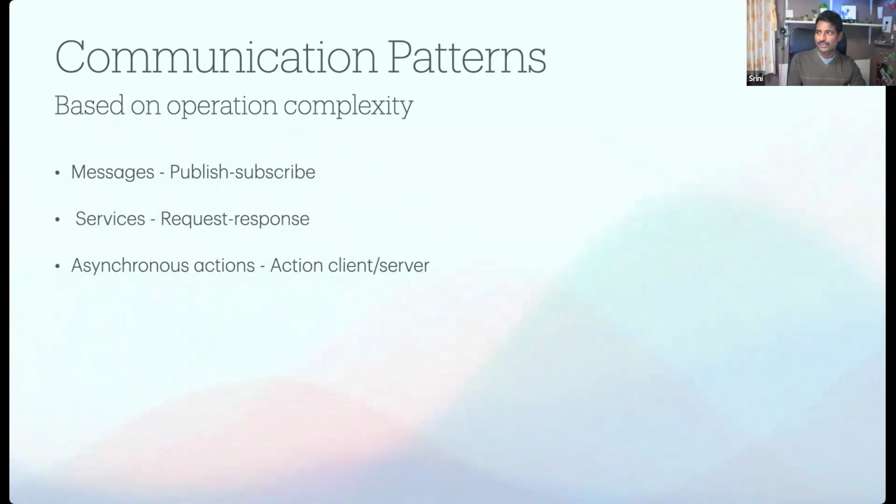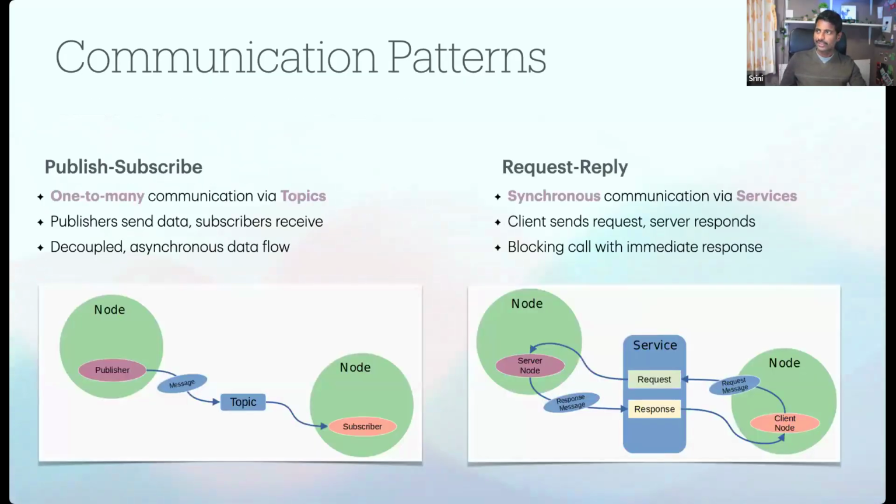When you're working with ROS, these are the three main ways in which the nodes communicate with each other. The first mode is publish-subscribe mode, where whichever node wants to publish something will publish a message, and a node that wants to listen to it just subscribes to that topic and gets that information. That's the basic mode of operation.